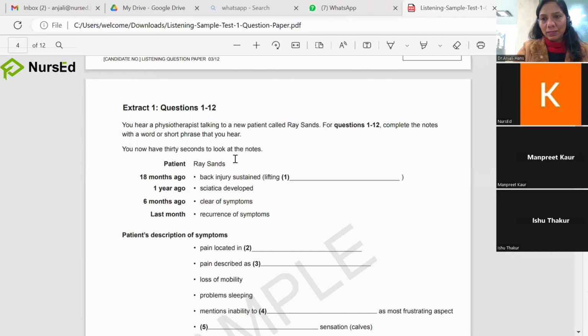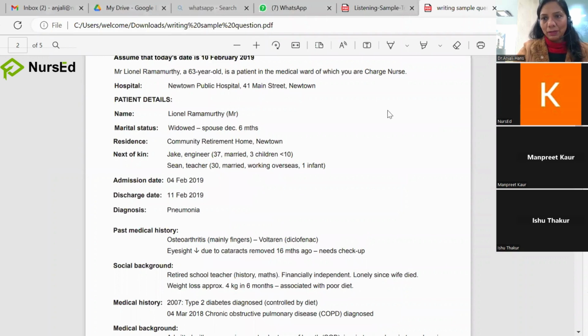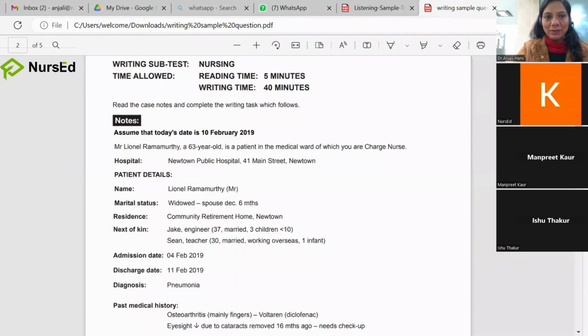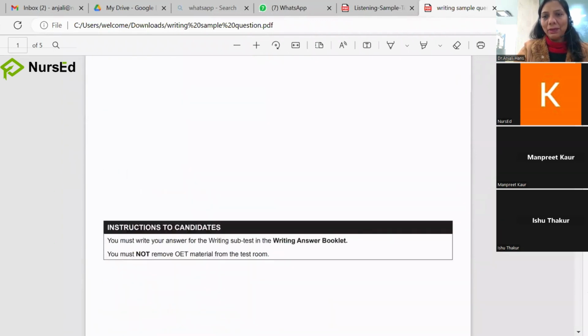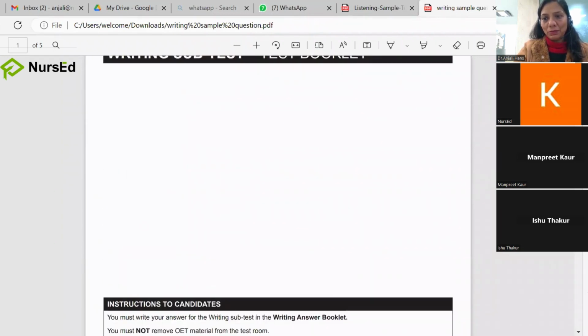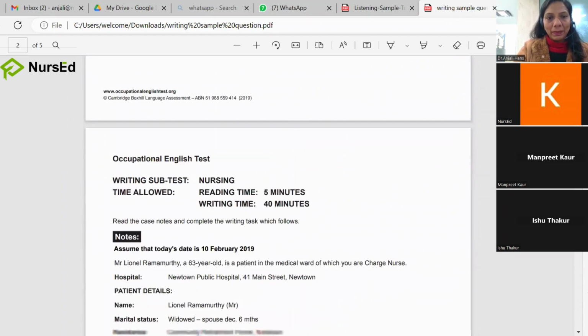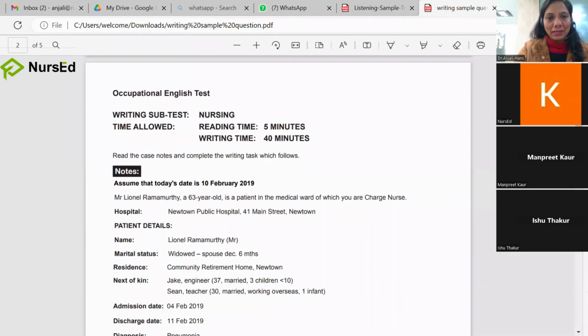Okay, now what is really a very big horror for medical students is the writing test. As for the writing habit, you leave it once you leave your school or your college, then you leave the habit of writing anything. So now you have to come back to that habit. So in the writing test, the reading time is 5 minutes and the writing time is 40 minutes. So you get ample time.